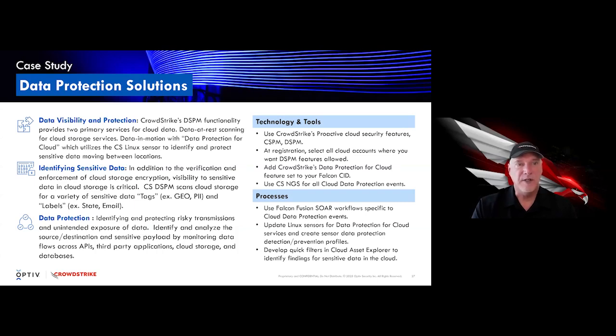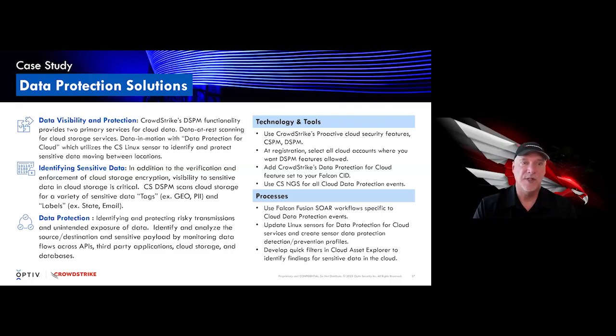So the core details, if you will, for identifying sensitive data: when we're scanning data at rest, we're looking for the tags, like is it a geo-related tag? Is it PII related? And then the labels, so for geo, it could be related to a state, or if it's PII, what would be your email? And then the data protection from cloud data protection services is identifying and protecting risky transmissions and unintended exposure of data, and analyzing, because the sensor has such a low level of visibility at the IP flow and the data, right?